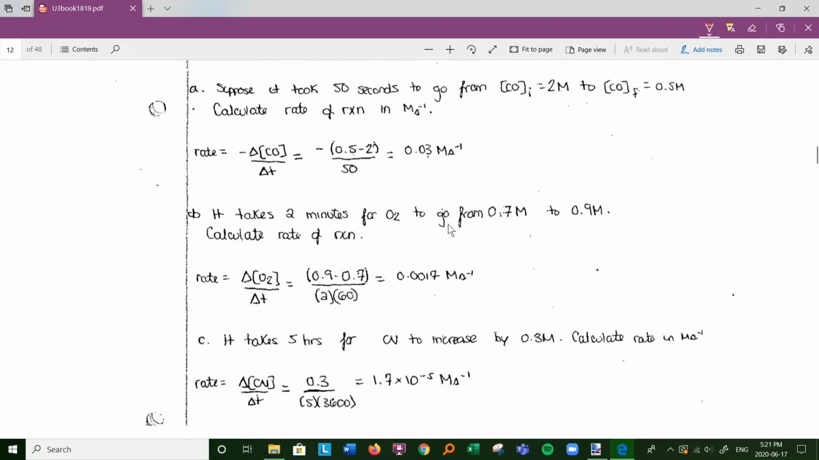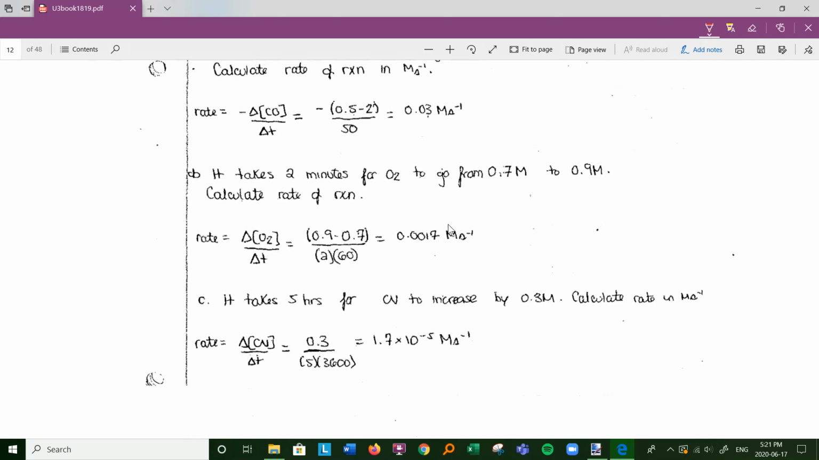Suppose instead I had a set of data where it took 2 minutes for oxygen to go from 0.7 to 0.9 molar. So the rate goes up. Sorry, the rate doesn't go up. The concentration of oxygen goes up from 0.7 to 0.9. And I wanted it in moles per liter per second, I'll be specific about that. So I have to convert minutes to seconds. 60 seconds per minute times 2 minutes is 120 seconds, and you get 0.0017 moles per liter per second.